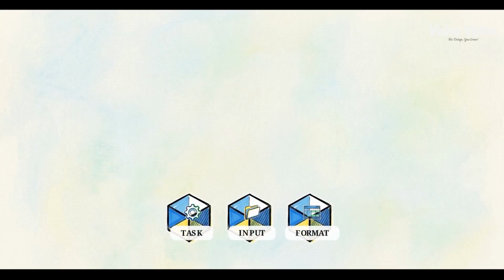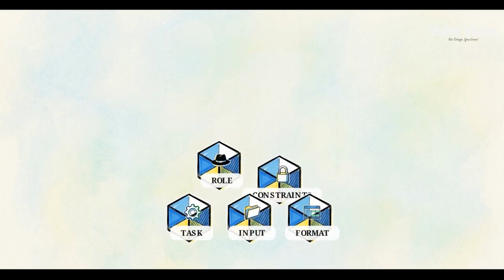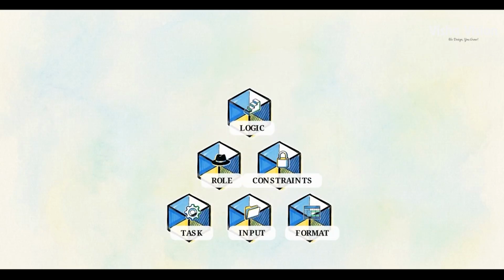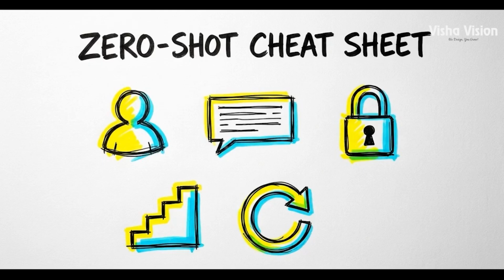You now have a complete zero-shot toolkit, a course setup of task, input and format, role assignment, constraints, step-by-step logic, and iterative refinement. This cheat sheet graphic summarizes those 5 techniques. Apply them to ensure your daily AI interactions remain efficient and precise.